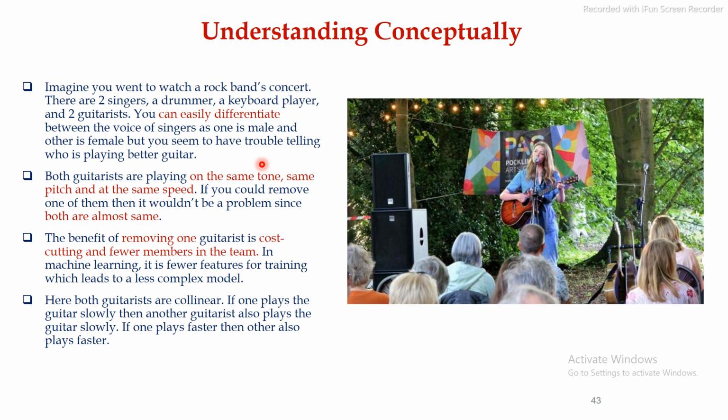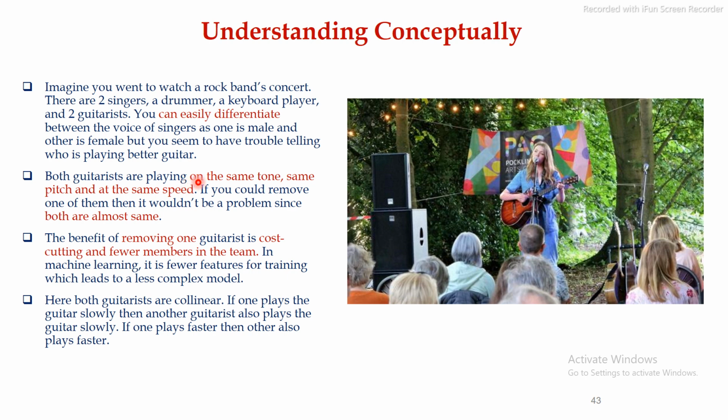Imagine you went to watch a rock band's concert. There are two singers, a drummer, a keyboard player, and two guitarists. You can easily differentiate between the voices of the singers, as one is male and the other is female. But you have trouble telling who is playing the better guitar. Both guitarists are playing the same tone, same pitch, and at the same speed. If you could remove one of them, it wouldn't be a problem, since both are almost at the same pace and tone. So this is very critical.